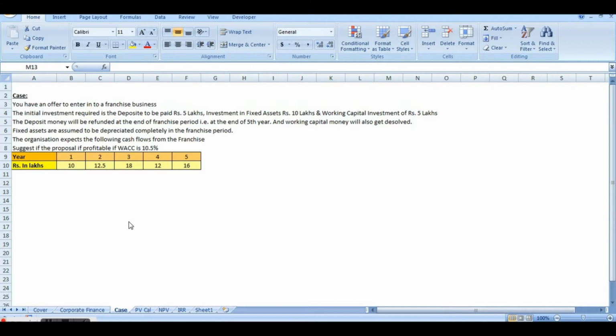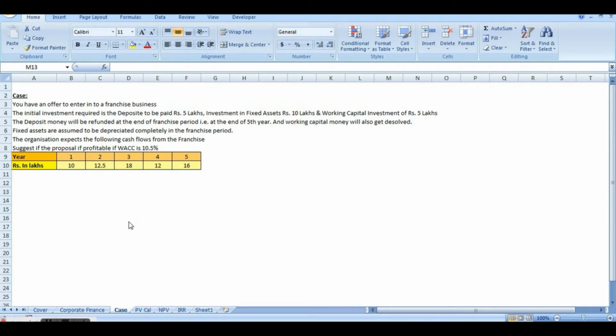In this session we will learn it with the help of a case wherein you can see the investment required for this franchisee business is deposit 5 lakh, fixed asset 10 lakh and working capital investment 5 lakh, of which deposit and working capital will be refunded at the end of 5th year and fixed assets will get depreciated over a period of 5 years. So nothing will remain. The cash flows from the particular project are also given to us from year 1 to 5.